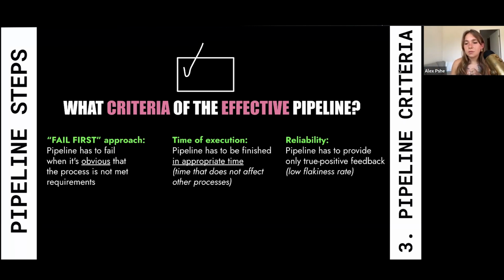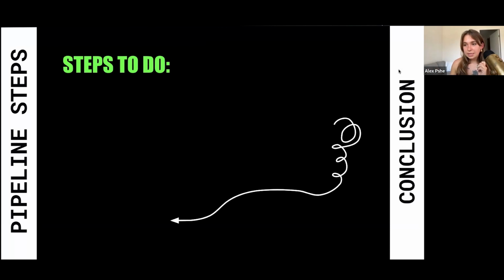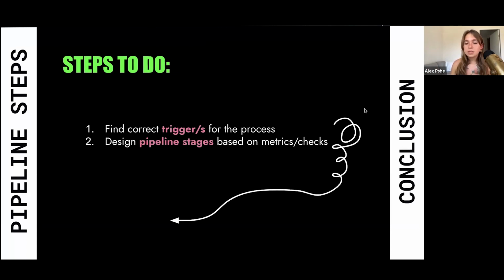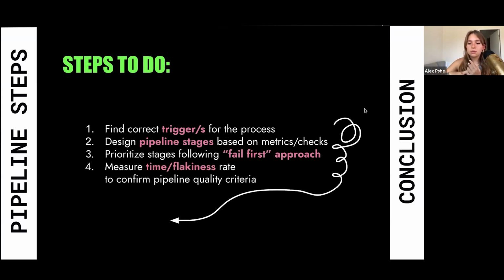Okay, so those were the criteria for an effective pipeline. And to finalize our pipeline steps, what we have to do: first of all, find correct triggers for the process. It can be one or several triggers. Design pipeline stages based on metrics and checks. We know which type of metrics, because we have already done our preparation steps, right? We know which metrics are really important in our process. So we have to create these pipeline stages based on the fail first approach I just mentioned, and measure time and flakiness rate to confirm pipeline quality criteria, because we just discussed it. So I think you got the main idea.